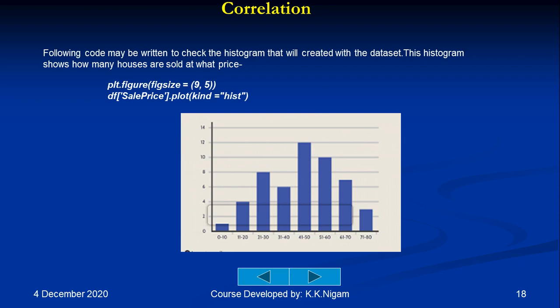plt.figure, figsize is 9, 5, that is the total size of the graph that you are going to have. Then df['SalePrice'].plot, kind, that is the type of graph that you are going to have, which is hist, meaning histogram. The moment you execute it, you will see this kind of a graph. So it is very simple. In fact, when you go more into details, you will see how easy it is. So this is the way you can see what the various houses were sold at what price.